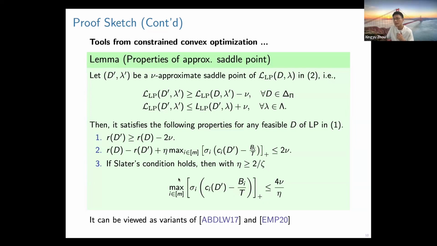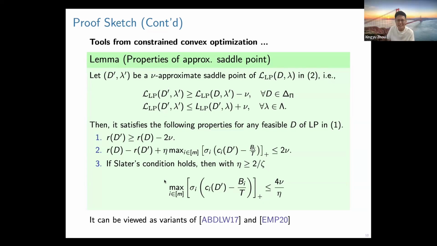So you can see, we have the saddle point, and the first property will give us the reward, or the regret. The second property will give us the constraint violation for general cases, even though you do not have the Slater condition. And the third property will give you the constraint violation for the Slater condition case. Then we are done. If we have this lemma, then we are done, basically.